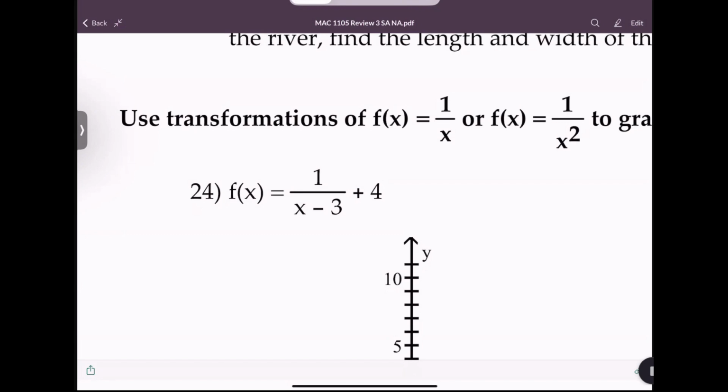So if we look at this, is the parent function this or this? And what we determine is this. Because if you look at the denominator where the x is, this is not squared. This is raised to the first power. So that's why it's that. So we've got to get 4 points from this function.